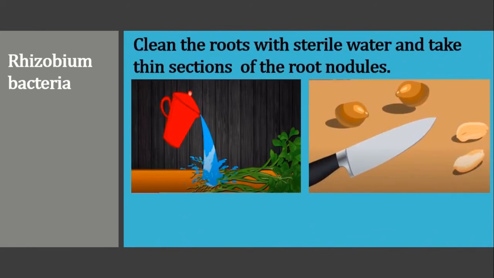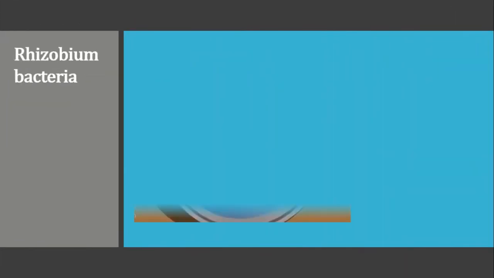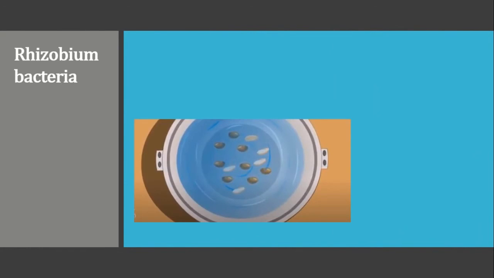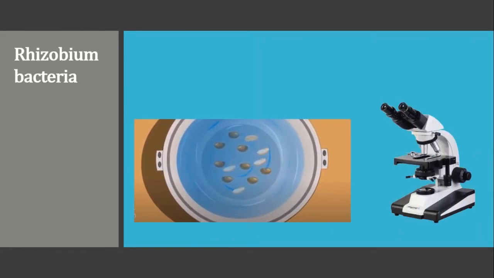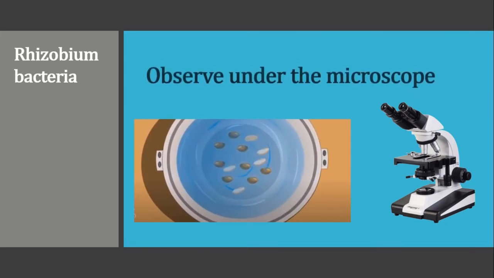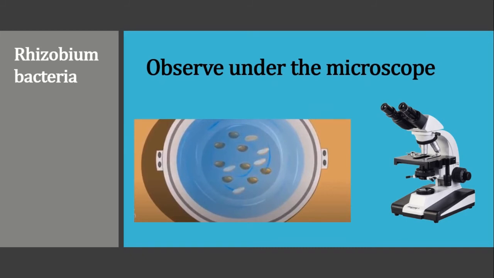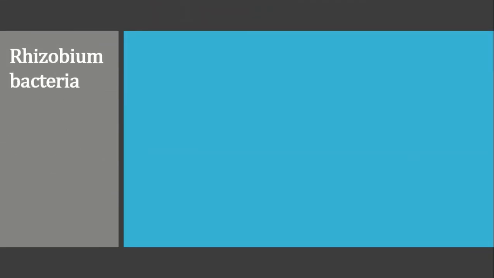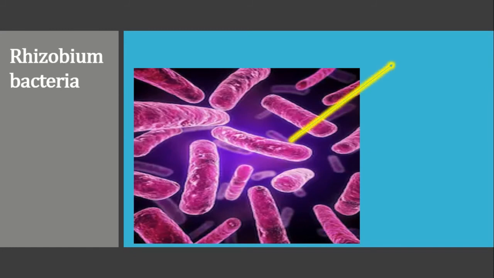take thin sections of root nodules. Select a good section and place it in a solution of safranin for 2 to 3 minutes. Place the stained section on a glass slide. Cover it with a cover slip and observe it under the microscope. The pinkish rod-shaped organisms are the Rhizobium bacteria.